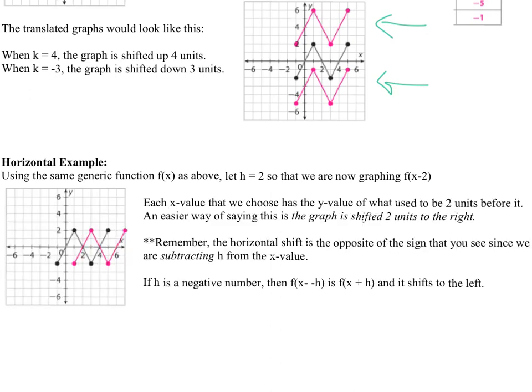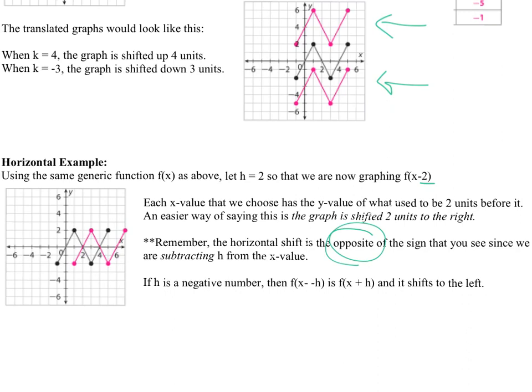Another way of saying that is each x value that we choose has the y value of what used to be 2 units before it. Or an even easier way of saying that is the graph is shifted 2 units to the right. So just keep in mind this minus 2 means we have to compensate by shifting the graph the opposite direction. So minus 2 would take it 2 units to the right. So remember, it's the opposite of the sign because we're subtracting it from the x.